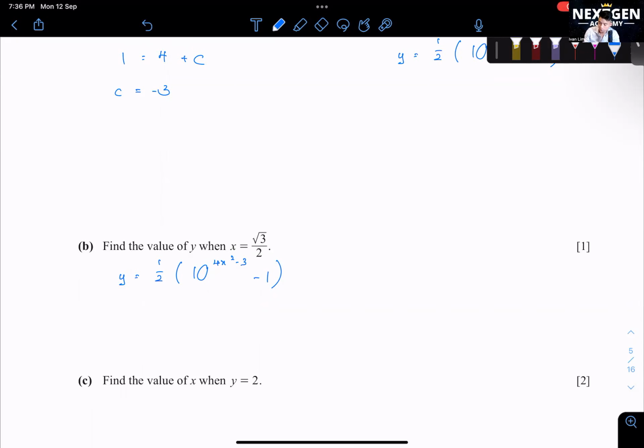Okay, so just sub it in. So 1 over 2, 10 to the power of 4, 3 over 2 squared minus 3 minus 1. This one just type in the calculator. You'll get 0. Your y will be equal to 0.